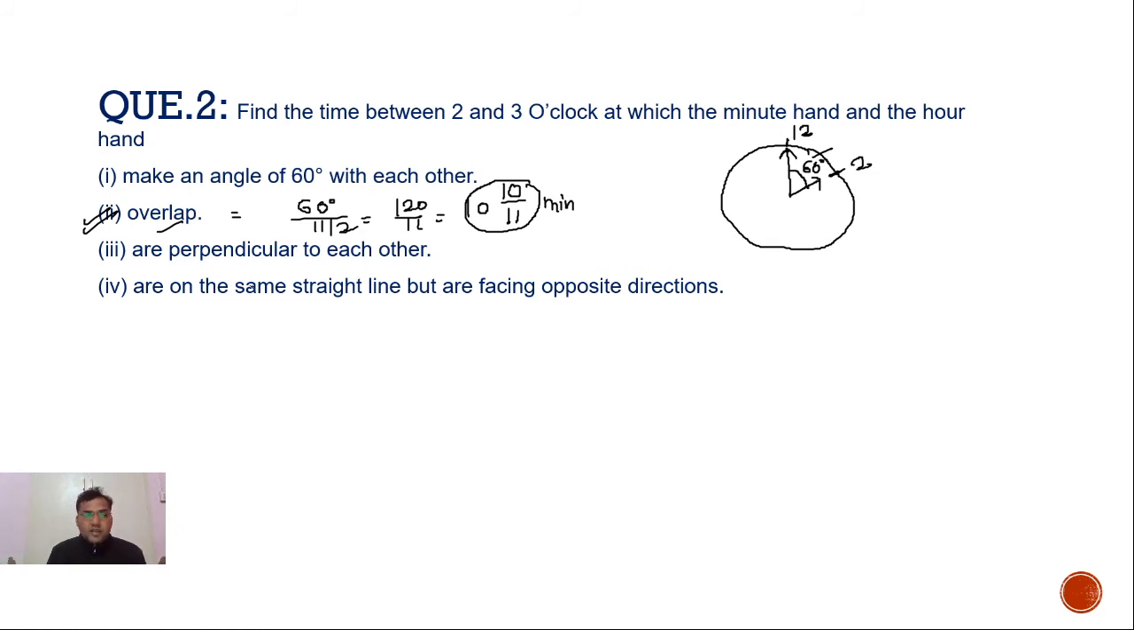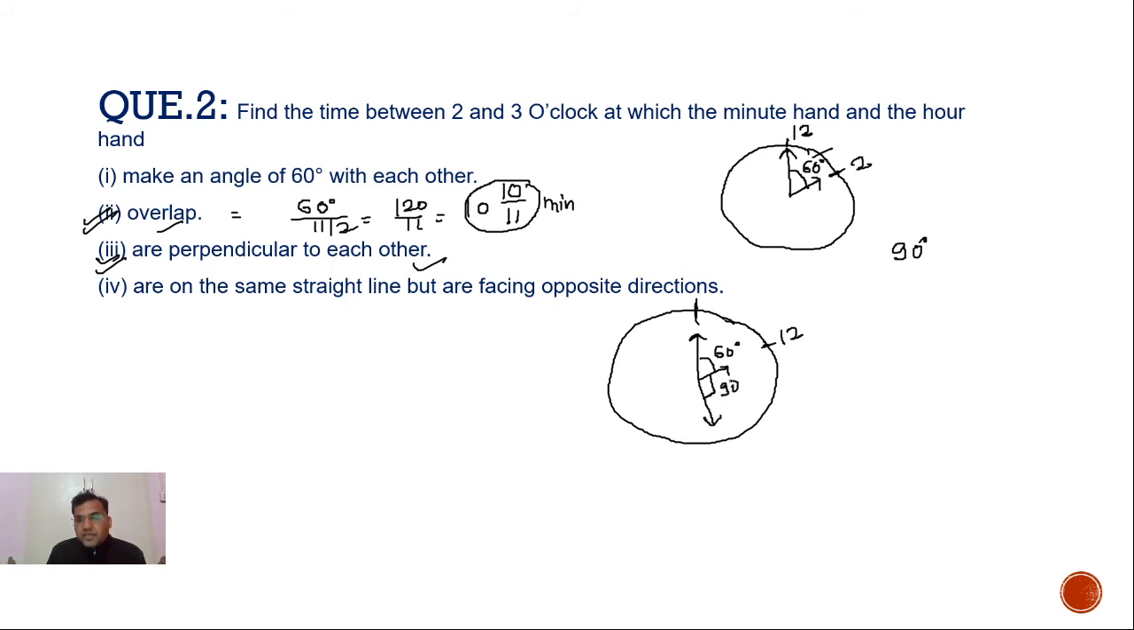At what point of time will they be perpendicular to each other? At what point of time will the hour hand and the minute hand be perpendicular to each other? See that when the time is 2 p.m., the angle we already know is equivalent to 60 degree, right? When I want both of the hands to be perpendicular to each other, that means I want the angle to be 90 degree. Now the angle will be 90 degree when the minute hand is at this position, right?